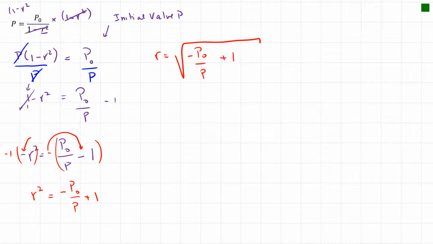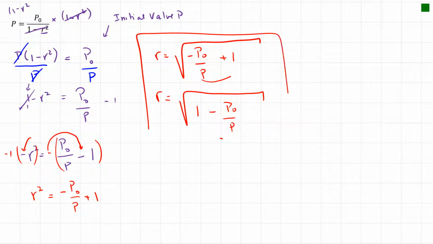When you take the square root, remember that there should be plus or minus, but that's a good habit to get into. Depending on the context of the question, the negative is not a reasonable solution, which is the case for this one. But R equals, now you can rearrange these to be written like this. So both ways are acceptable.